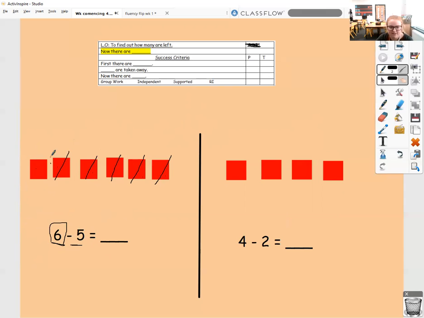How many squares have not been crossed out? The answer is 1. So first there were 6, then I took away 5. Now there is 1 square left. So 6 take away 5 equals 1. I would like you to pause your screens and please have a go at this one for me. Off you go.